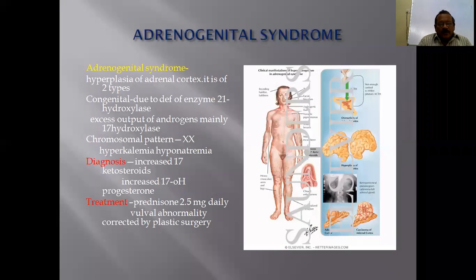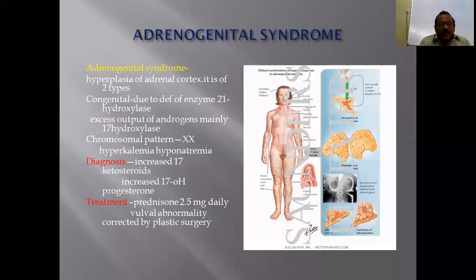Coming to adrenogenital syndrome, it is hyperplasia of the adrenal cortex. It is of two types. Congenital, due to the deficiency of the enzyme 21 hydroxylase, with excess output of androgens, mainly 17 hydroxyprogesterone, and chromosomal pattern XX. Hyperkalemia and hyponatremia are likely to occur.